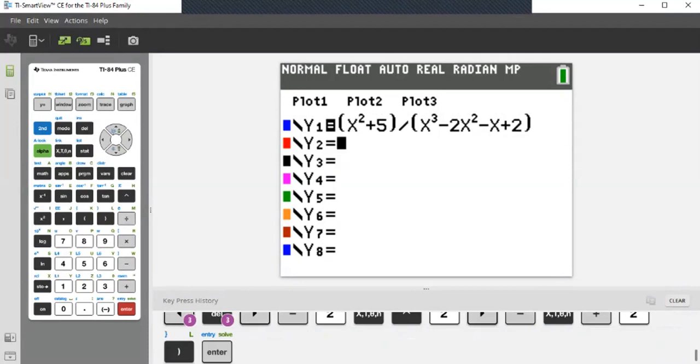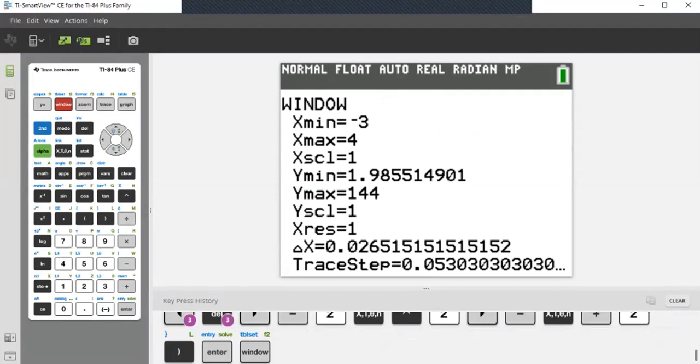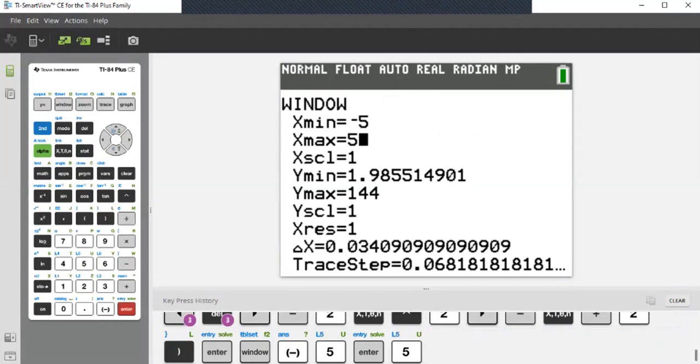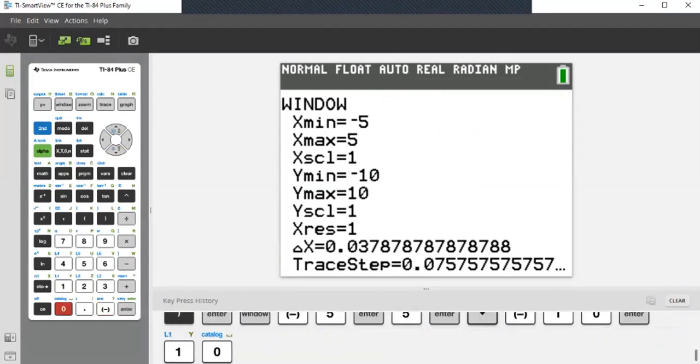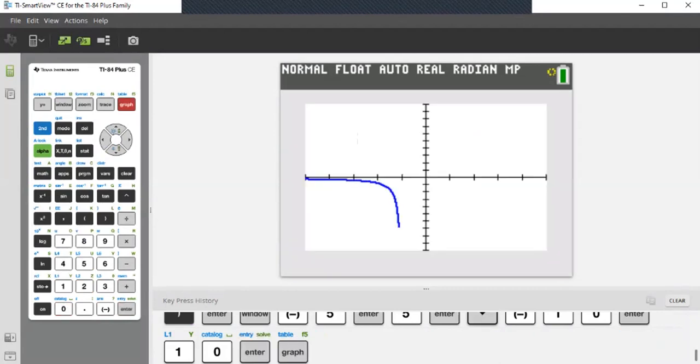Now, if we graph this, let's put a window just so we can see all of our asymptotes here. So -5 to 5 should do it. And then let's just make our y max and min -10 to 10 for now. Let's see what happens. So if we graph it, okay, so this is good.